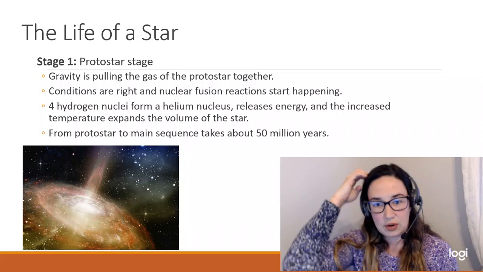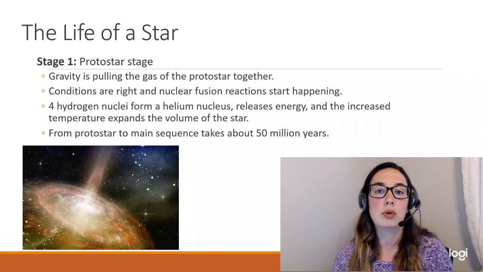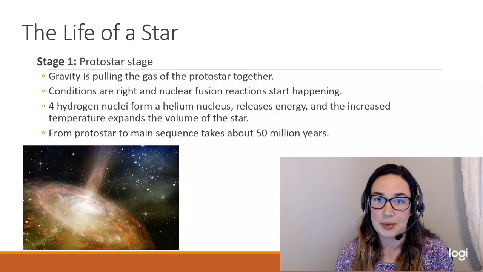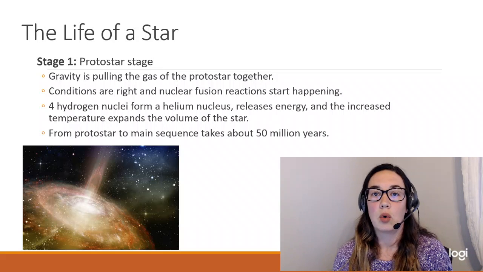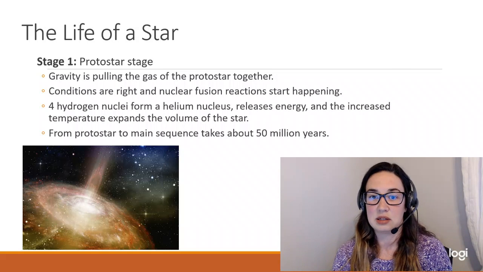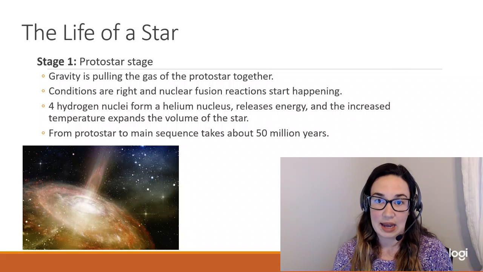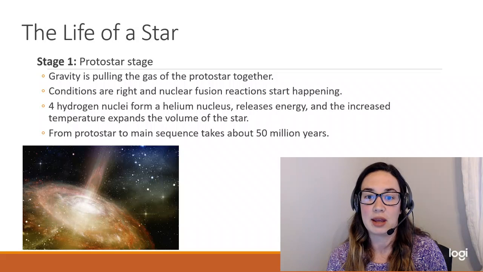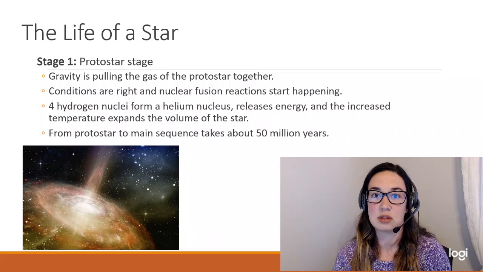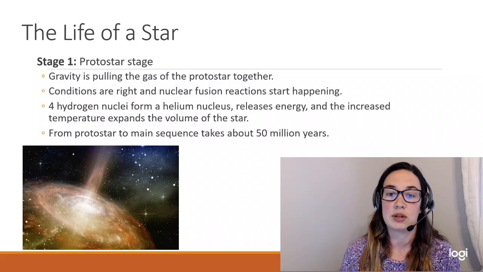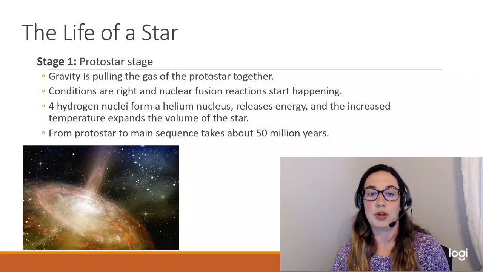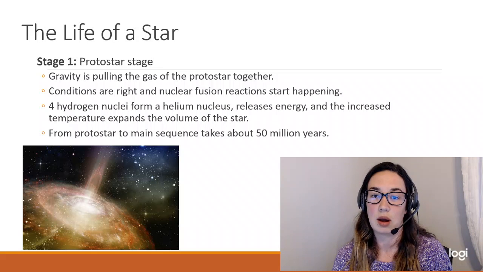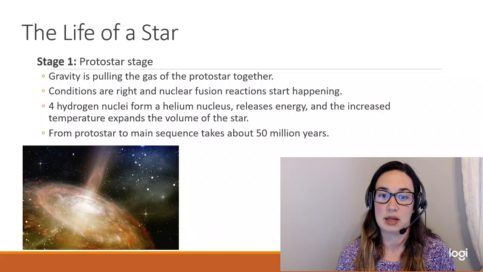Eventually, when the conditions are right, nuclear fusion reactions are going to start happening. We're going to have hydrogen nuclei, 4 of them, forming a helium nucleus, and this is going to release energy. This energy is going to increase the temperature, and it's going to expand the volume of the star, so it's going to grow larger over time.